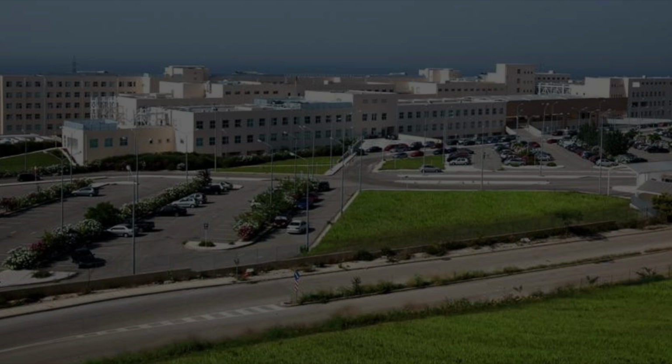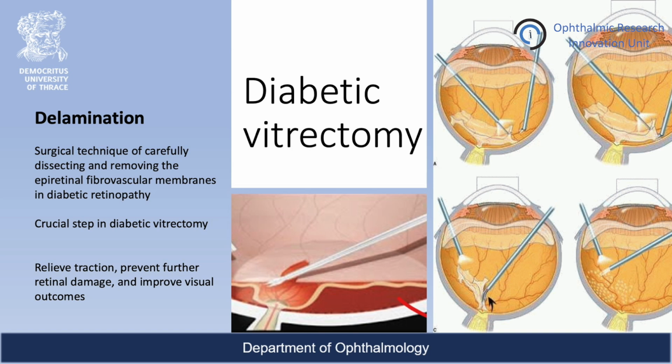Delamination, the surgical technique of carefully dissecting and removing epiretinal fibrovascular membranes in diabetic retinopathy, is a crucial step in diabetic vitrectomy, as it helps relieve traction, prevent further retinal damage, and improve visual outcomes in patients with advanced diabetic eye disease.